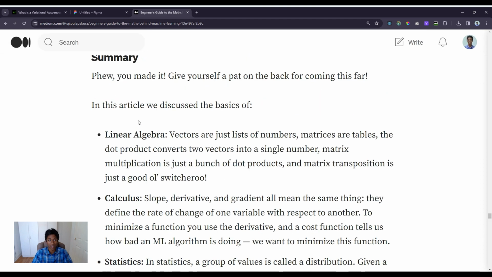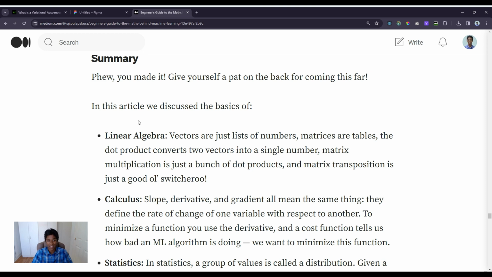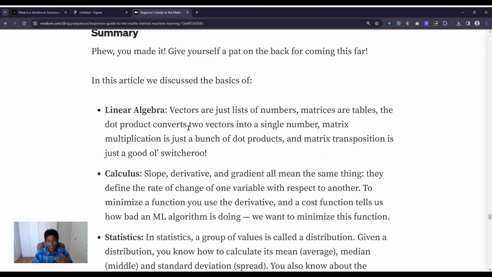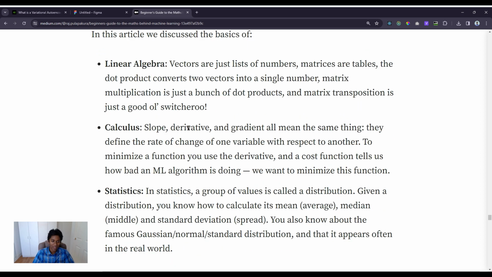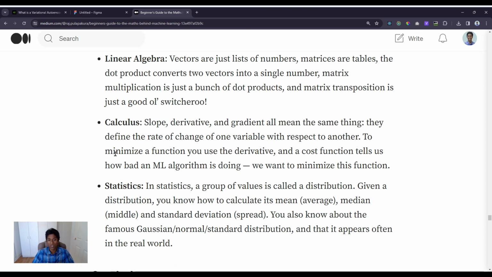We learned in this article a lot about linear algebra, calculus, and statistics. For linear algebra, we learned vectors are just lists of numbers, matrices are tables, the dot product converts two vectors into a single number, matrix multiplication is just a bunch of dot products, and matrix transposition is just a good old switcheroo of rows and columns. In calculus, we learned that the slope, derivative, and gradient all mean the same thing. They define the rate of change of one variable with respect to another. To minimize a function, you can use the derivative. A cost function tells us how bad an ML algorithm is doing, and therefore we want to minimize this cost.